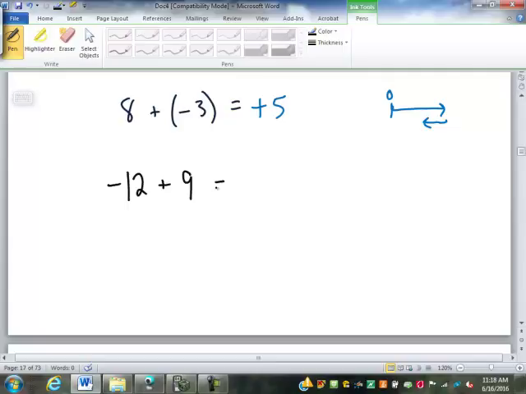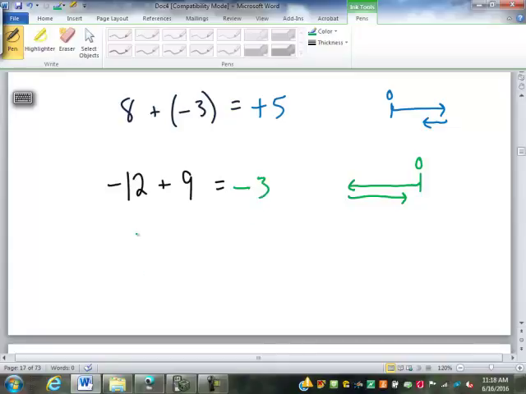So we have negative 12 plus 9. From 0, what way do we go for negative 12? To the left, the negative direction. Positive 9 goes the opposite direction, longer or shorter? Shorter. So that tells us our answer is going to be positive or negative? Negative, and the difference between them is 3.